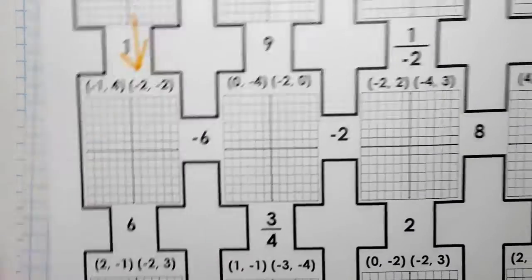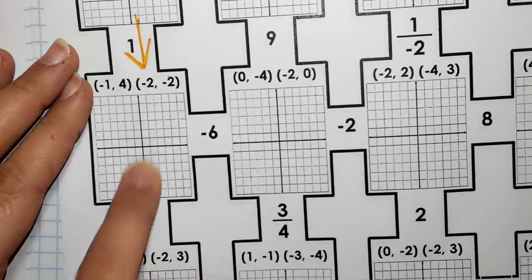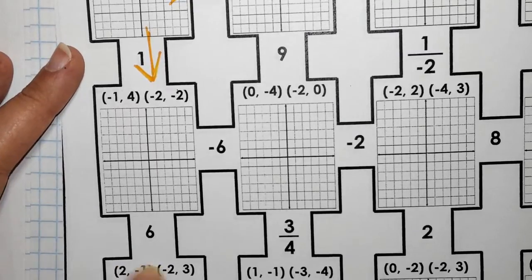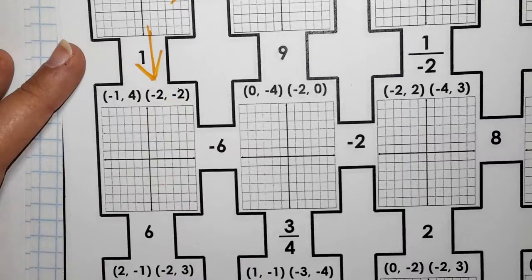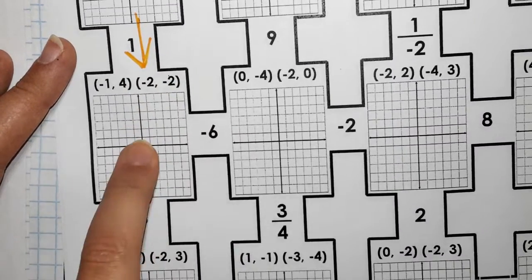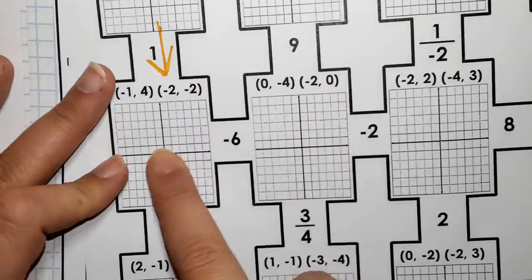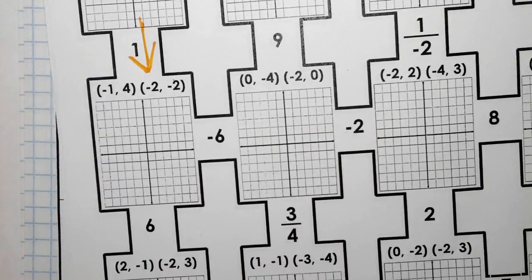Alright, so now you work out the next one. Plot the points. Now, if you get positive 6 as your answer, where are you going to go? Down. If you get negative 6, where are you going to go? To the right. Alright, work it out. Go.